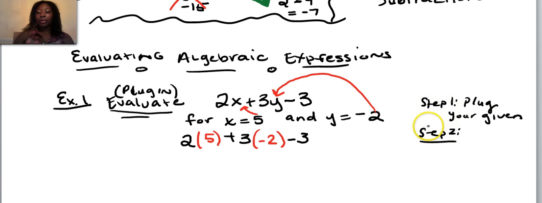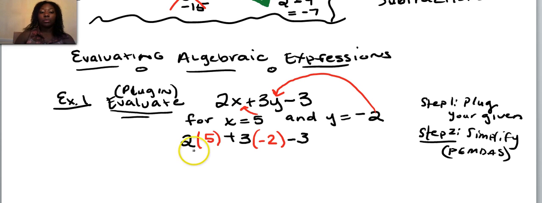And then step 2 is simplify using your order of operations, and we know what that is, and it's PEMDAS. Okay, so inside our parentheses is solved, but whenever you have parentheses next to a number like this, that represents multiplication. So inside the parentheses is simplified because you have just one number, okay? But you can multiply next.